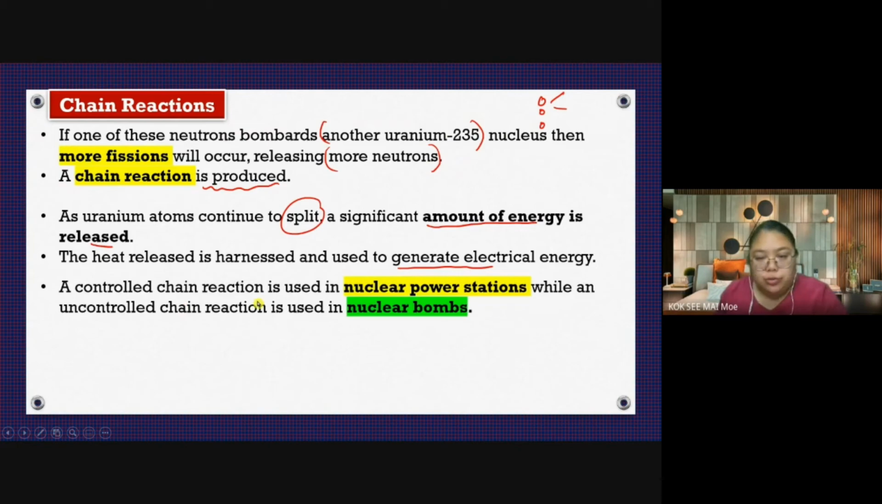So if we can control it, we have a power station that can generate more electricity. If we cannot control it, it becomes a nuclear bomb. That's one of the reasons Malaysia wants to use nuclear energy for a power station. It is very, very dangerous. But the advantage is that the energy is greater compared to hydroelectricity. It can produce more energy at one time. But we need to know the safety procedures and how to handle all these things.